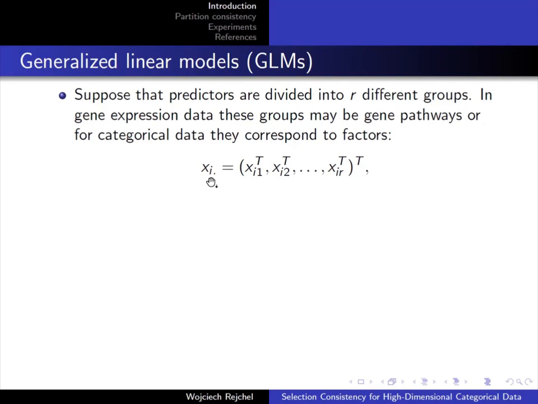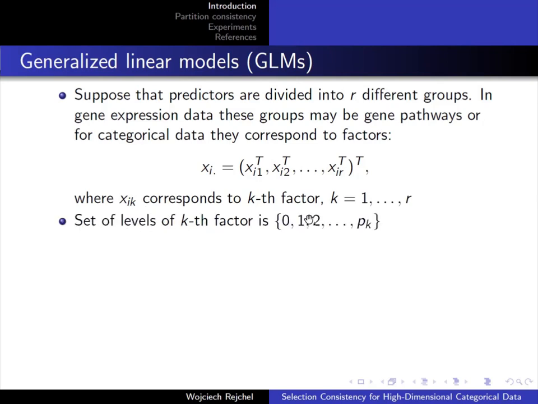So if this is the case, then let's say I have R groups, I have R factors. So every predictor can be written as subvectors xi1, xi2, up to xiR, where every xik, as I told you, corresponds to a factor. My notation is quite standard. Let us assume that every factor has levels which are given here. So for instance, factor k has levels 0, 1, 2, 3, up to pk. So factor number k has pk plus 1 levels. The first level is denoted by 0, and it is called the reference level.